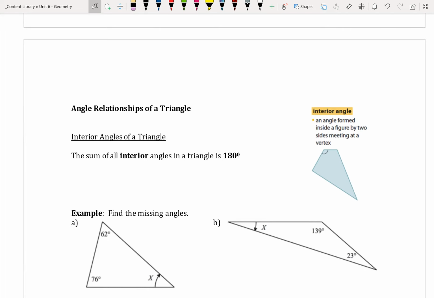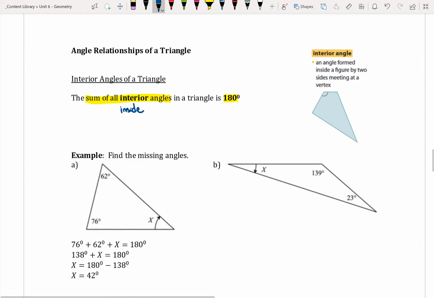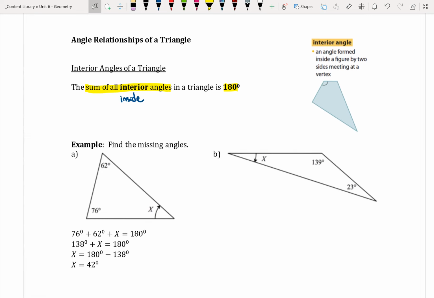So what we want to look at next are the angle relationships of a triangle. The main one that we should know is that the sum of all interior angles in a triangle is 180 degrees. Interior just means inside. So the inside angles of a triangle all add up to 180 degrees. So let's try to find the missing angles. Example A is already done for you. If I look at this triangle, I have two angles that I know and one unknown angle. So that means 76 plus the angle of 62 plus the unknown angle has to equal 180.